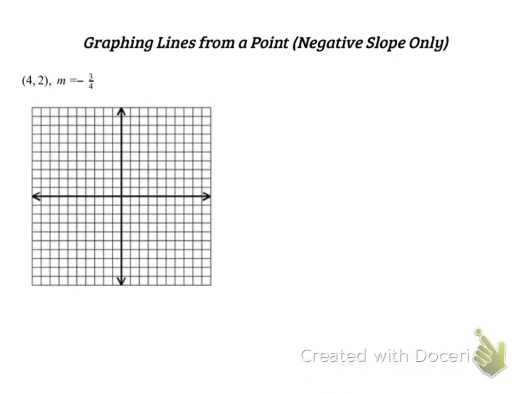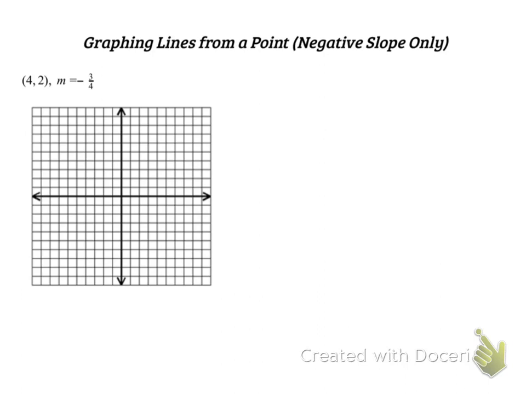All right, so now that we are good at graphing lines from a point with positive slope, now we're going to look at the negative slope. So these are only going to have negative slope. Note that your quiz will have both positive and negative slopes all thrown in together, so you do need to know the difference, but this gives you lots of good practice.